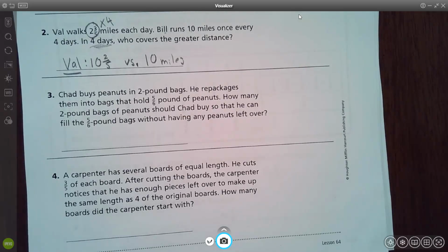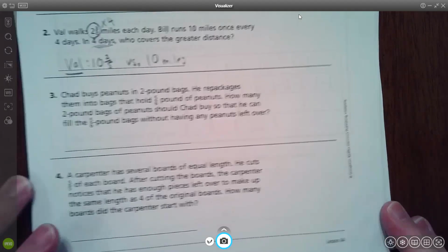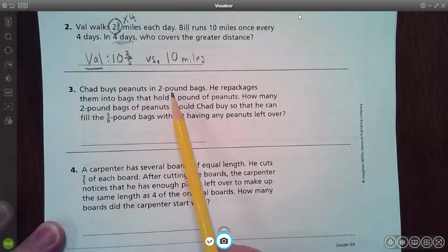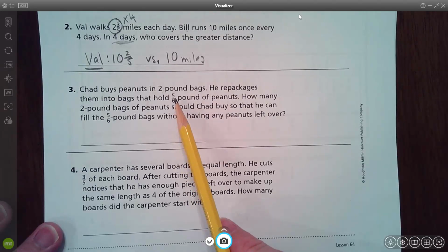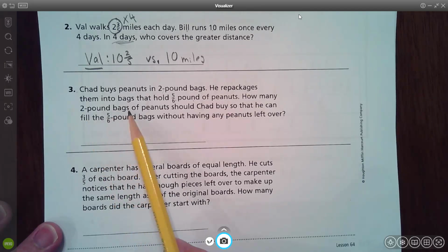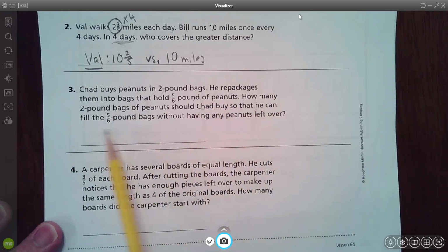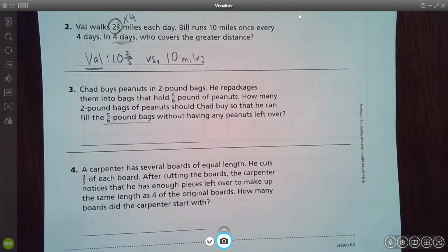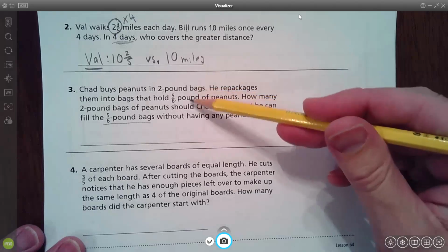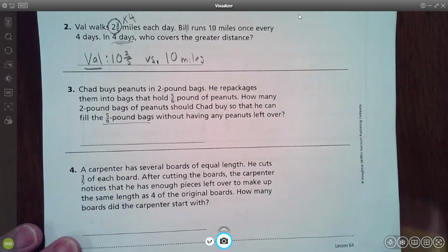Chad buys peanuts. This one took me a long time to figure out what it wants us to do. So Chad goes out and he buys peanuts, and they're from 2-pound bags. Now, unlike the bird seed, he is repackaging them into smaller bags. He's putting them in bags that hold 5/6 pound of peanuts. How many 2-pound bags of peanuts could Chad buy so that he could fill the 5/6 pound bags without having any peanuts left over? So he's buying more peanuts than will fit into the bag. Okay, so 5/6 is what we're looking for, and a 2-pound bag.